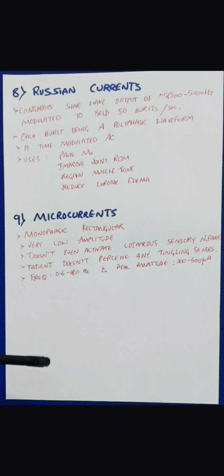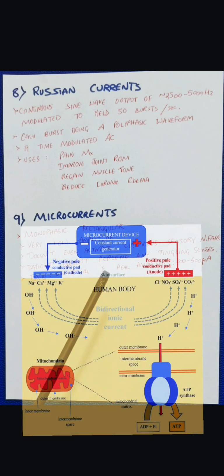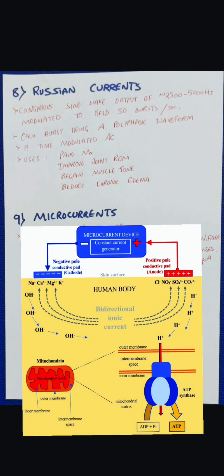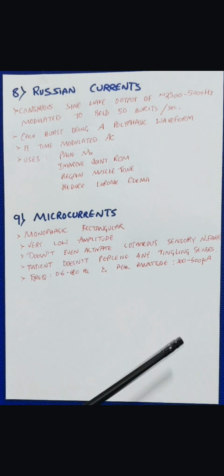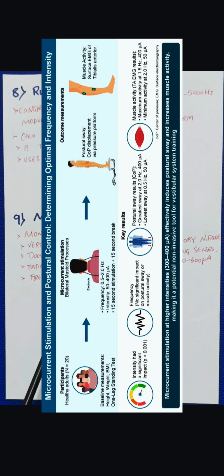We have microcurrents. They supply monophasic rectangular waveforms having very low amplitude. Hence, this doesn't even activate our cutaneous sensory nerve fibers, so the patient doesn't perceive any tingling sensations. The frequency of these is 0.6 to 680 Hz and the peak amplitude is 300 to 500 microamps.